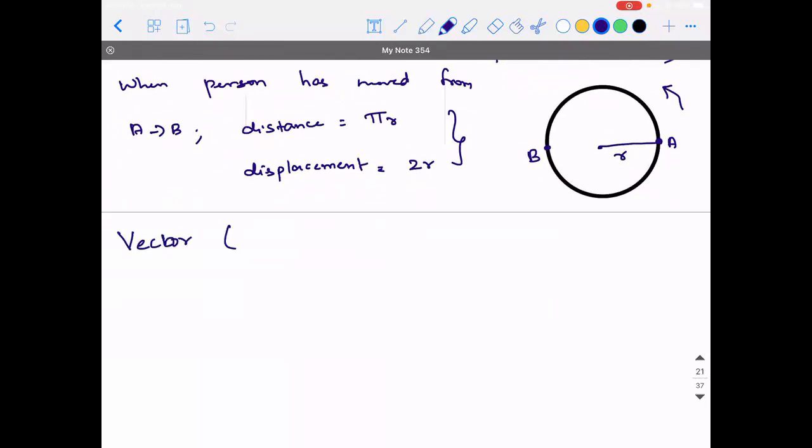Since it is a vector quantity, there are other important points to be noted with respect to displacement. Displacement can be positive, negative, or 0, because it has direction also associated with the magnitude.